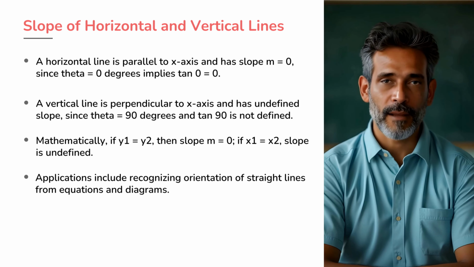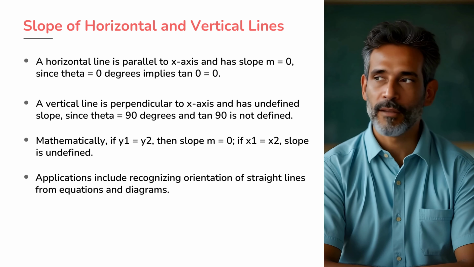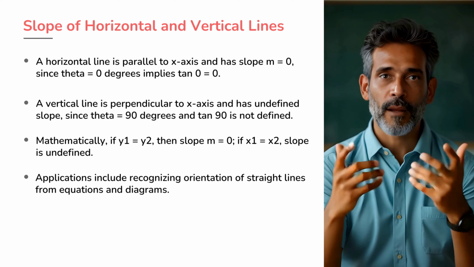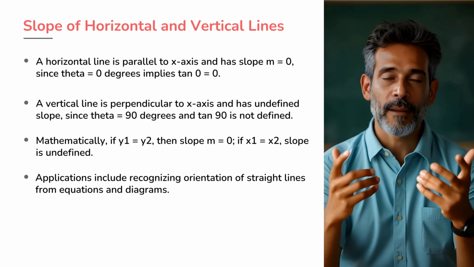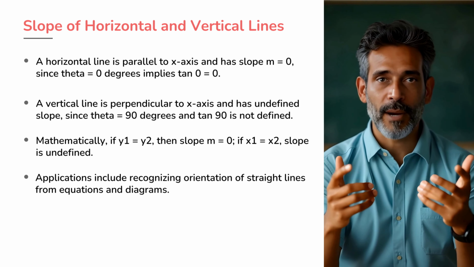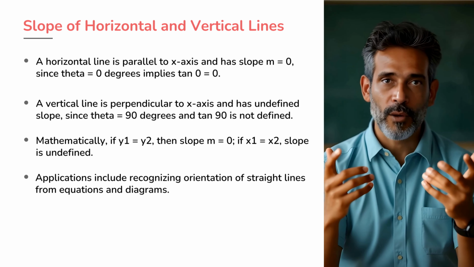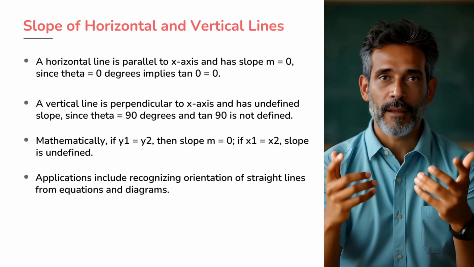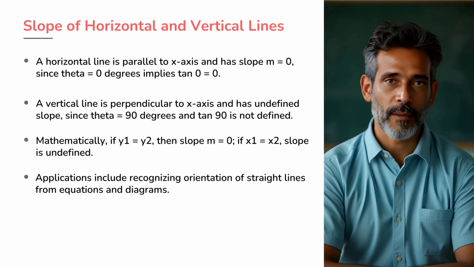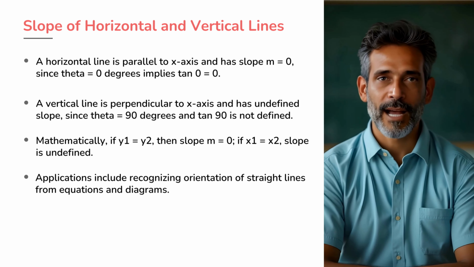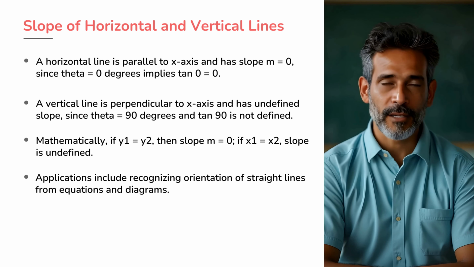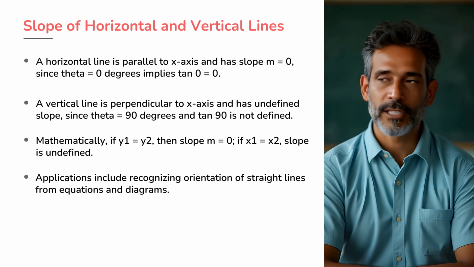Arey wah! Now let's talk about two special but very important cases, horizontal and vertical lines. A horizontal line runs parallel to the x-axis. This means there is no rise. The y values don't change. So the slope m equals 0. Why 0? Because the angle theta here is 0 degrees and tan 0 degrees is 0.